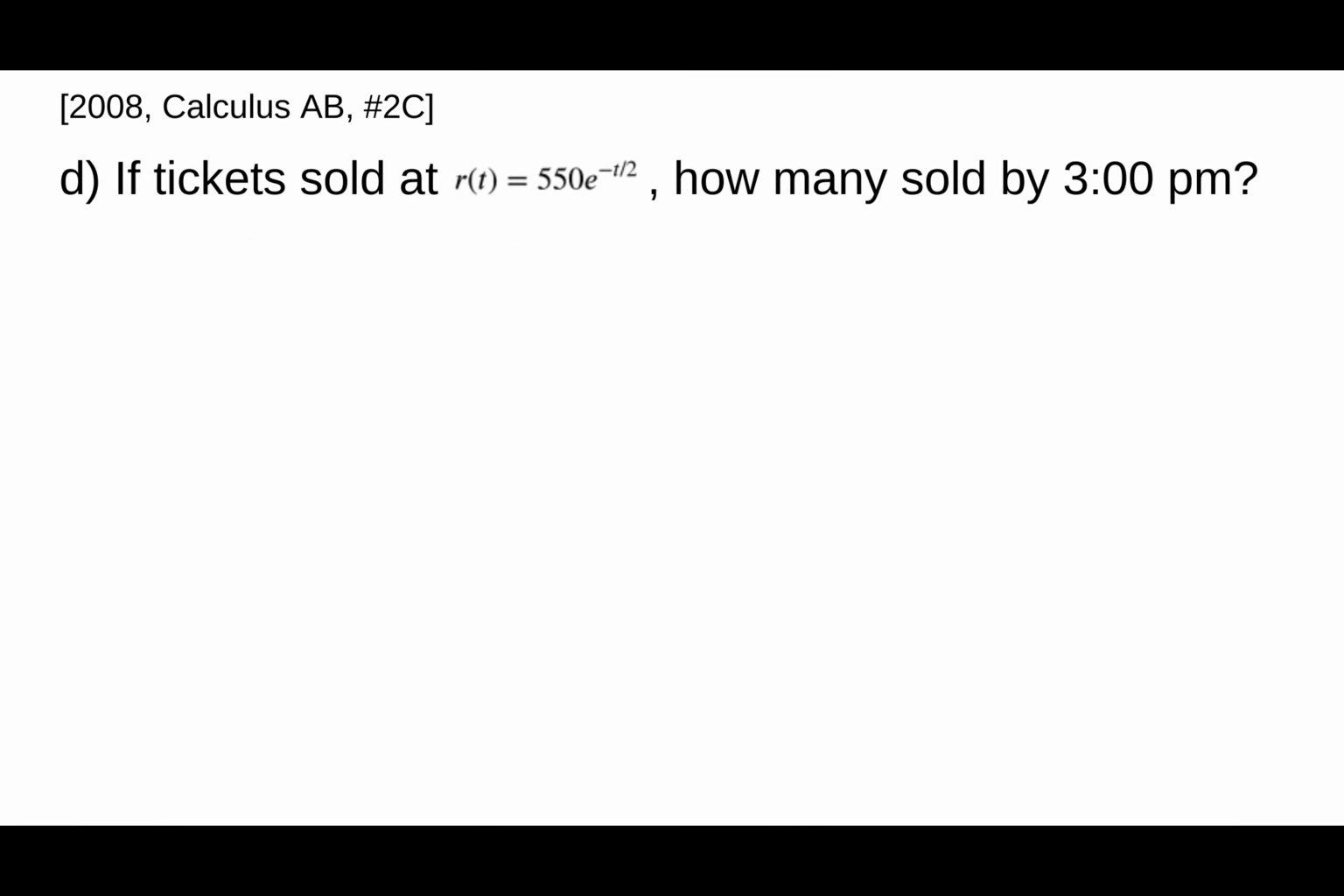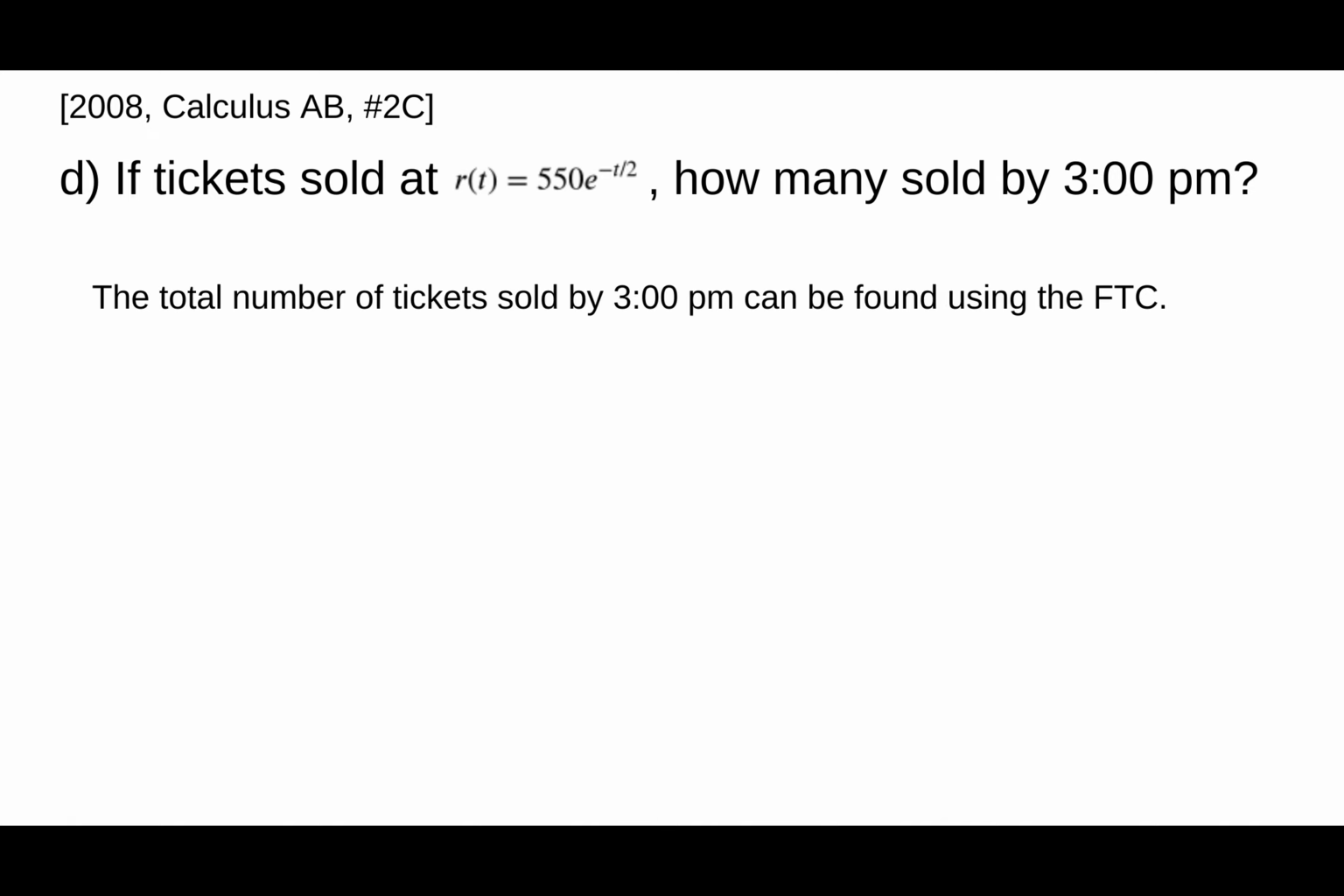All right, in part D, we are given that tickets were sold using the function r of t equals 550 times e to the negative t over 2. How many tickets were sold by 3 p.m.? All right, well, since tickets started to go on sale at noon, 3 p.m. is really t equals 3, and we can find this out using the fundamental theorem of calculus.